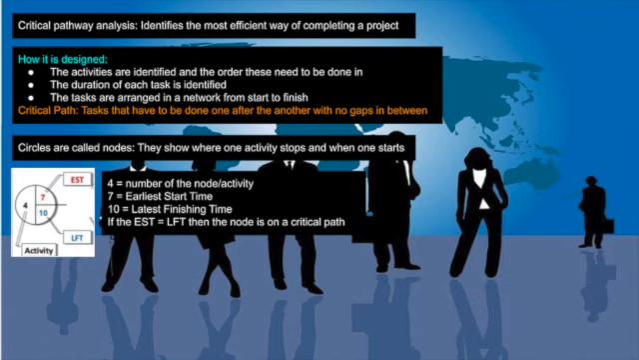Before we also move on, you need to know what a node is. It's that circle there, now I'll break it down for you. They show where one activity stops and where one starts. As you can see, you have a big number on the left, number 4. That's just the number of the node or activity. It could be 1, 2, 3, 4, 5, 6, 7, 8, 9, etc.